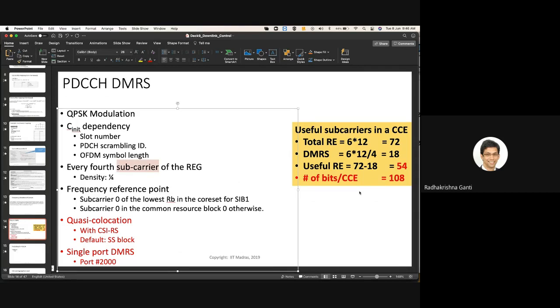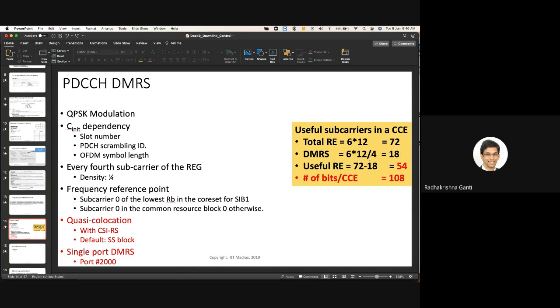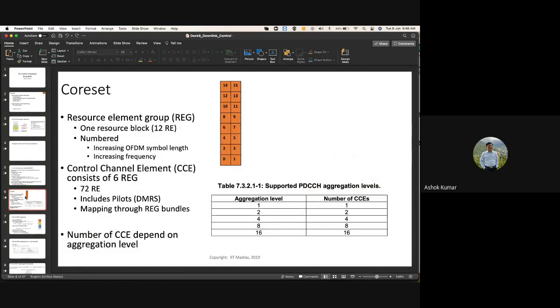Okay. So let's count the number of useful subcarriers in a CCE. The total number of REs is 6 into 12, which is 72. The number of DMRS is 1/4 of that, 6 into 12 by 4, which is 18. So the number of useful REs is 54 in a CCE. 54 would correspond to, if you use QPSK, 108 bits. So each CCE has 108 bits. Remember that.